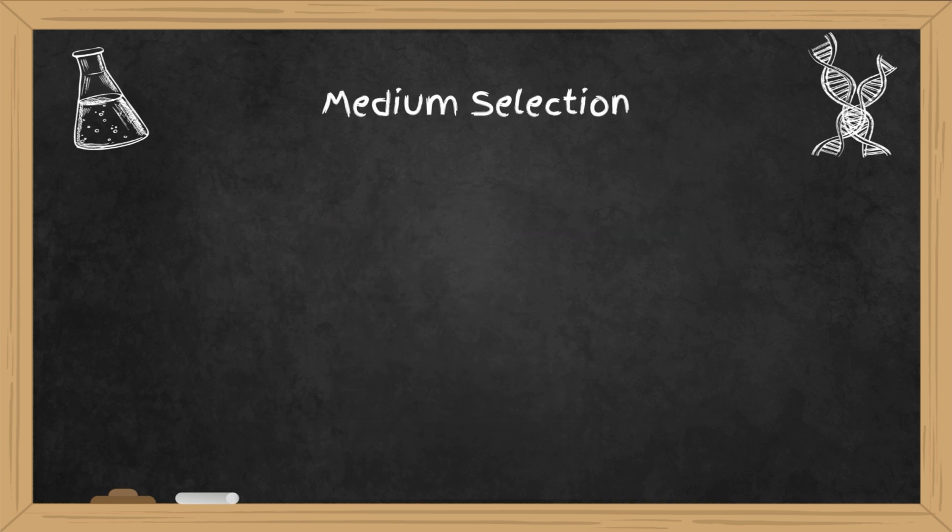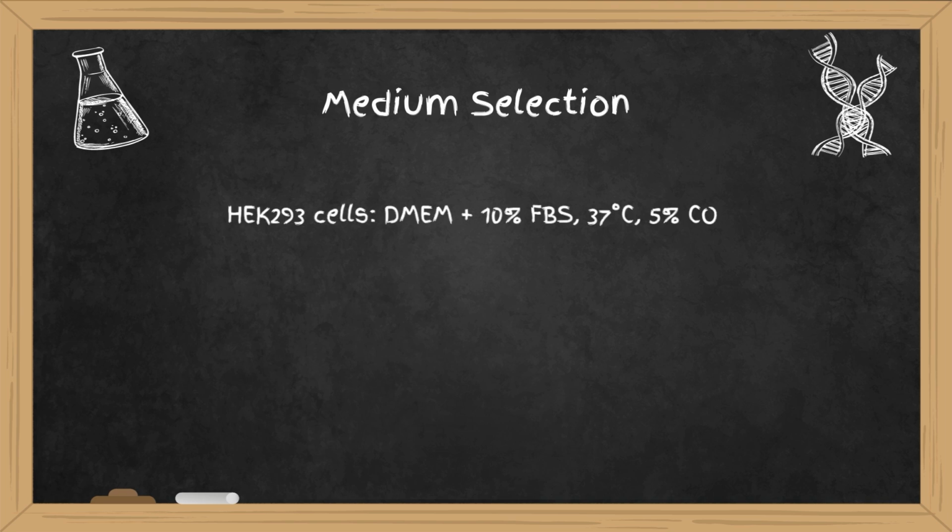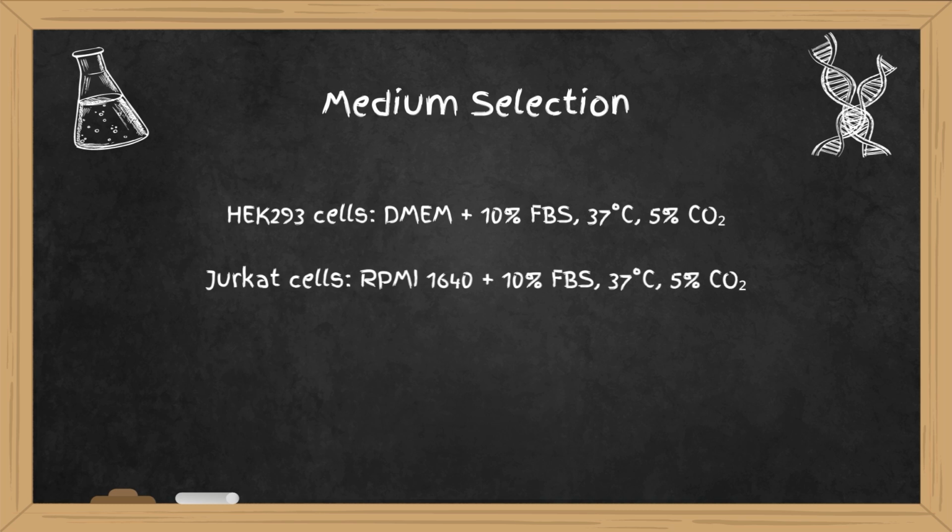Different cell types require specific media and environmental conditions. Examples include human embryonic kidney 293 cells that are typically maintained in Dulbecco's modified Eagle medium, supplemented with 10% fetal bovine serum at 37 degrees Celsius with 5% carbon dioxide. Jurkat cells, a suspension cell line, require RPMI 1640 with 10% fetal bovine serum under the same temperature and carbon dioxide conditions.